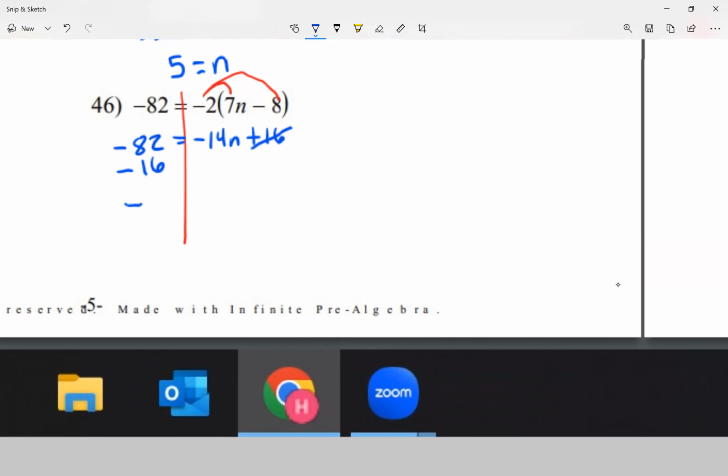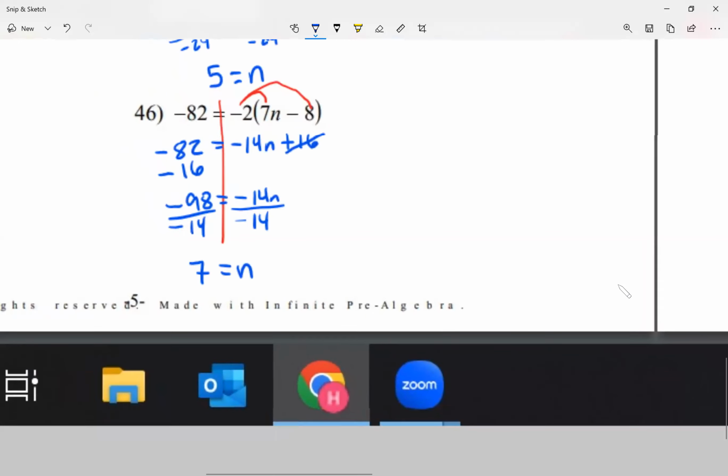So I have negative 98. Right? They have the same sign, so I added, kept the sign. So negative 98 is equal to negative 14n. Now let me divide by a negative 14. Negative divided by negative is positive. 98 divided by 14 is 7. So n is equal to 7.